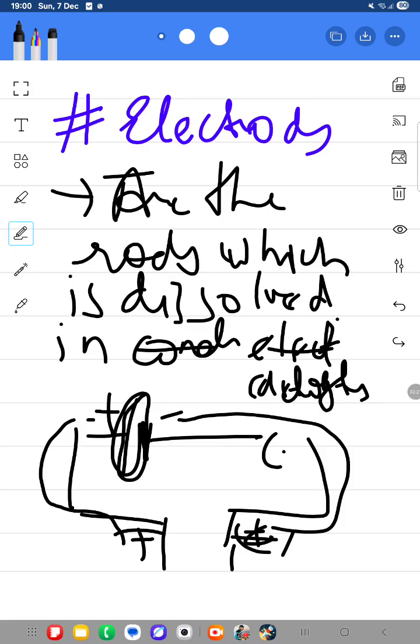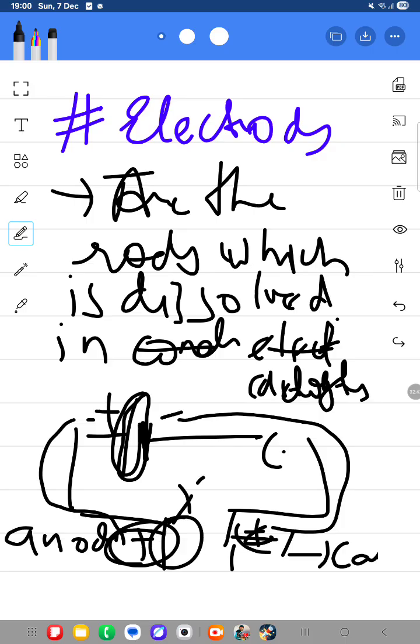The positive electrode is known as anode, and the negative electrode is called cathode. These electrodes are mostly made of copper, because copper is a good conductor of electricity.